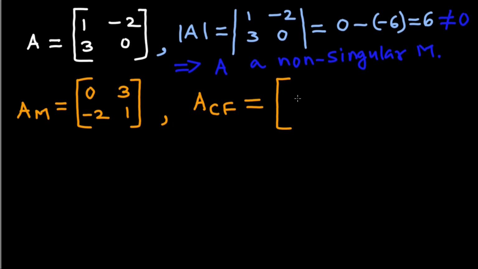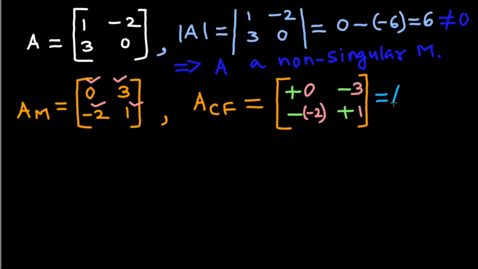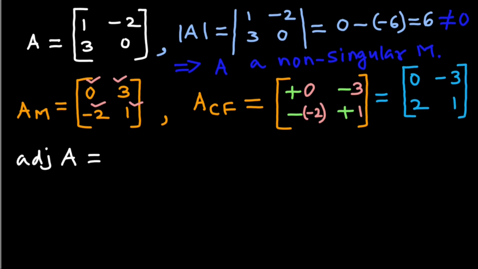For a 2 by 2 matrix, we have learned the proper signs are plus, then minus, minus, and then plus. Next to these signs, now we will put the values of the minors. So they will be 0, 3, minus 2, and 1. Therefore, the cofactor matrix will be 0, minus 3, 2, 1. Now we will write adjoint of matrix A. It will be the transpose of the cofactor matrix, which will be 0, 2, minus 3, 1.